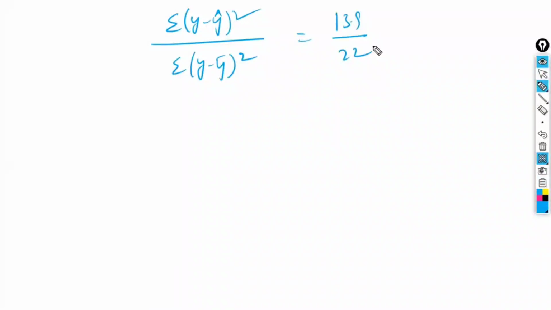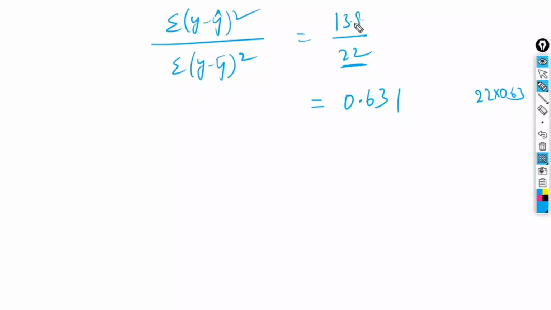You are going to have some value now, which tells how much you have improved. Can anyone calculate this? 13.9 divided by 22. Open your calculator and calculate, please. It is 0.631. This value is the percentage of error remaining, 63%. So 22 into 0.631 is this value, 13.9.